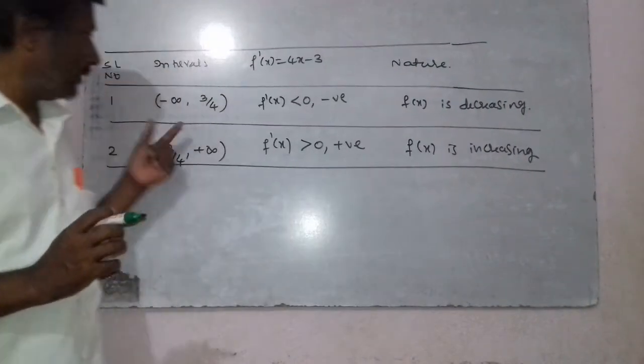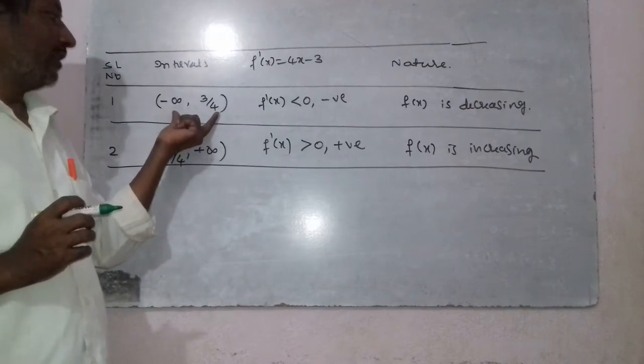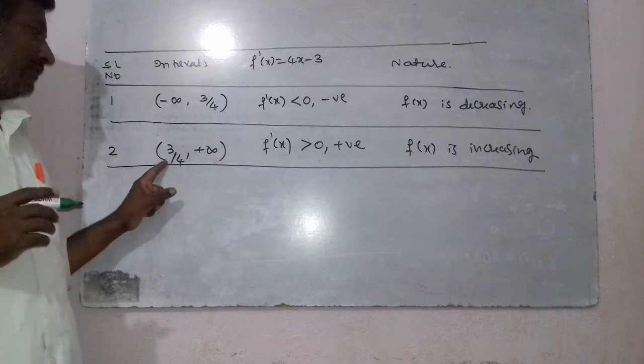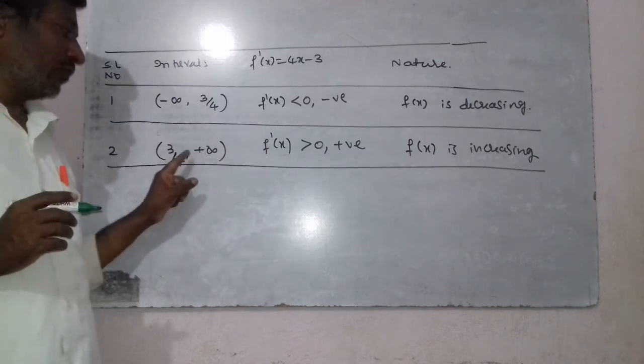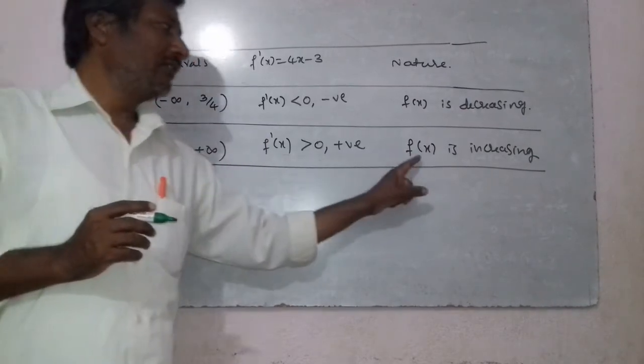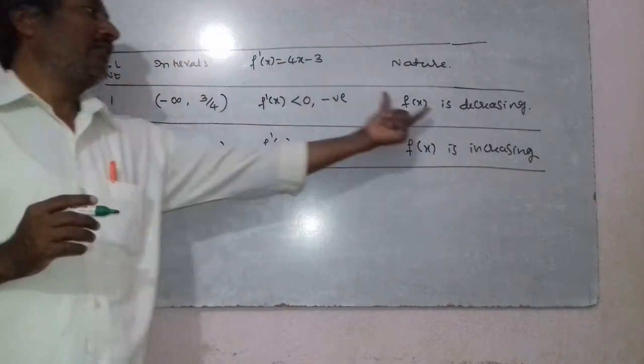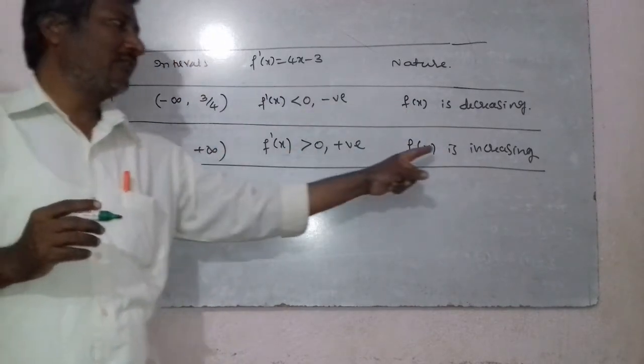So therefore, from minus infinity to 3 by 4, the given function is decreasing, and from 3 by 4 to plus infinity, the function is increasing. In this interval it is decreasing and in this interval it is an increasing function.